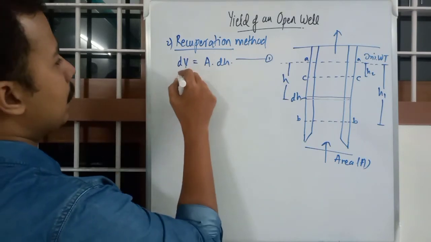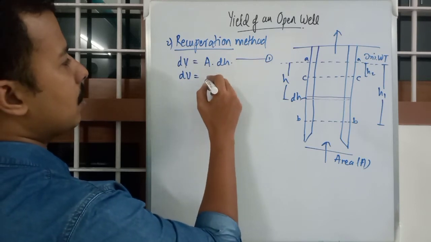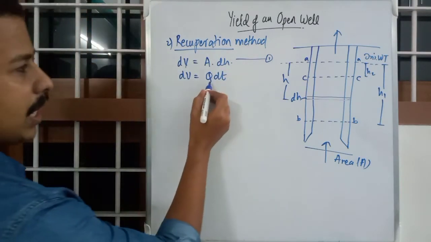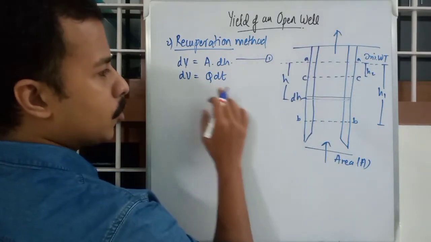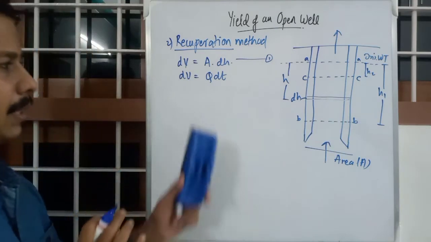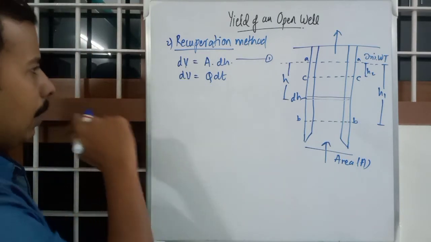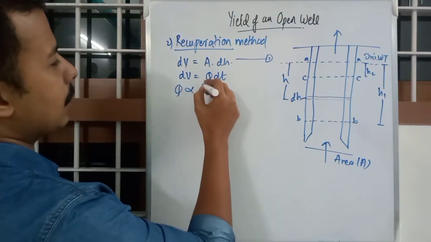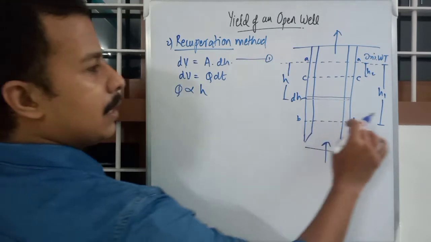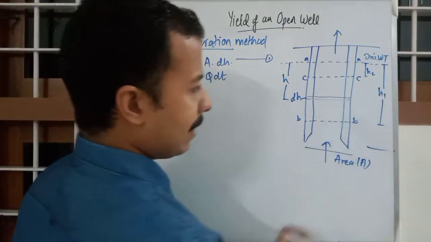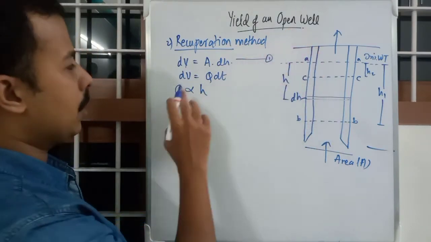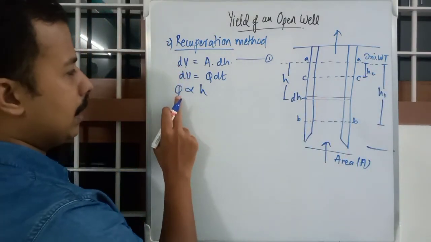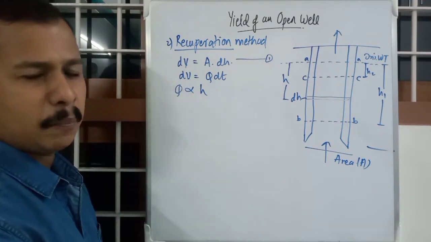Another way, dV you can write as q dt, the discharge of the well at this time, per 1 second, into the small interval dt. And q, we know, is proportional to H. Why? If this depression head is increased, if it is up to this level, there will be immense water pressure coming up, so q will increase. If the water level is only this much, there will be lesser pressure, so Q will decrease. So discharge Q is always proportional to depression head H.